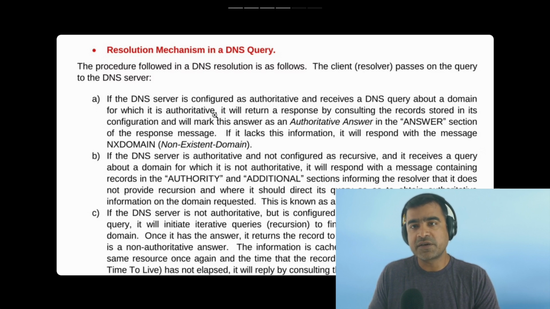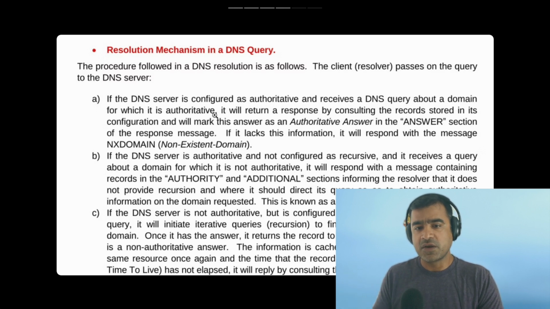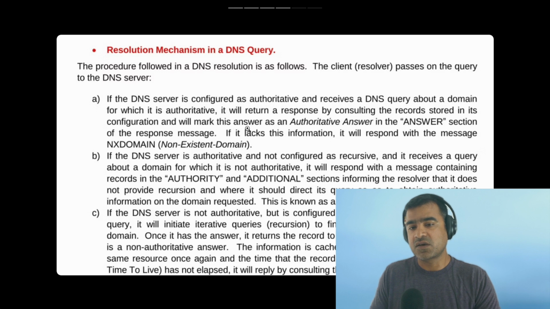So who can be an authoritative DNS? Like a business, say for Cisco.com, they may have their own name servers, NS1, NS2, NS3, and so on, and the same for others like AOL or Yahoo, right? So you may have an authoritative DNS server, and if a query reaches it, it will return a response by consulting the records stored in its configuration and will mark this answer as an authoritative answer in the answer section. And you will see all this breakdown of sections when we go to Wireshark.